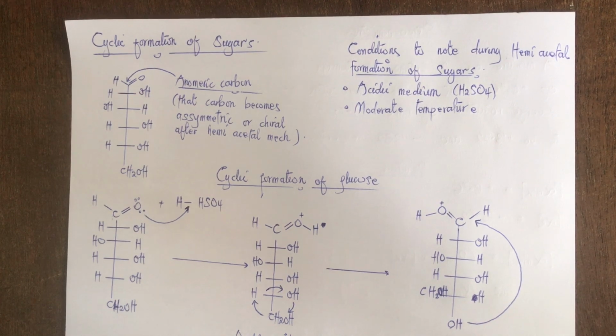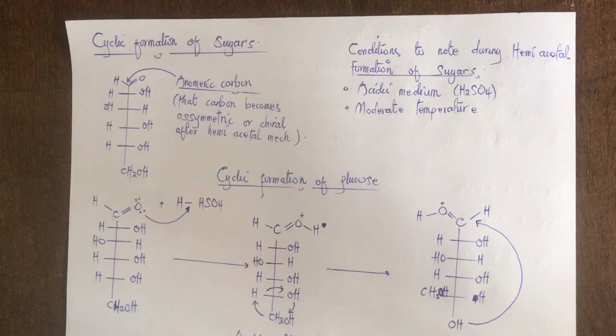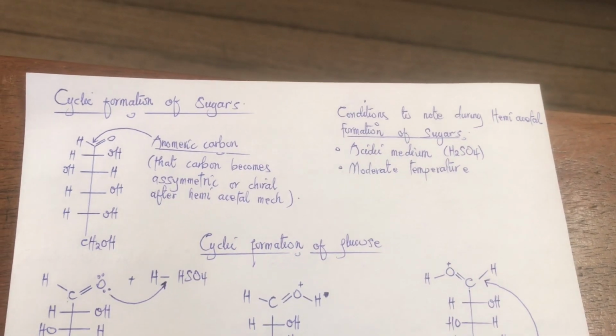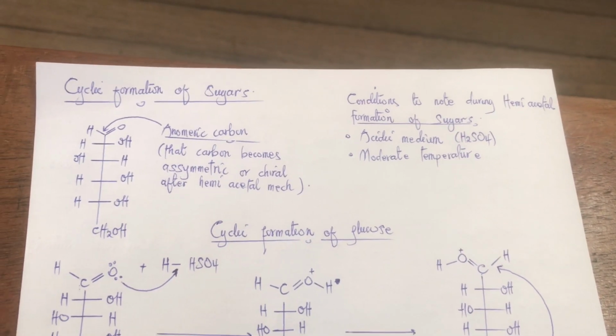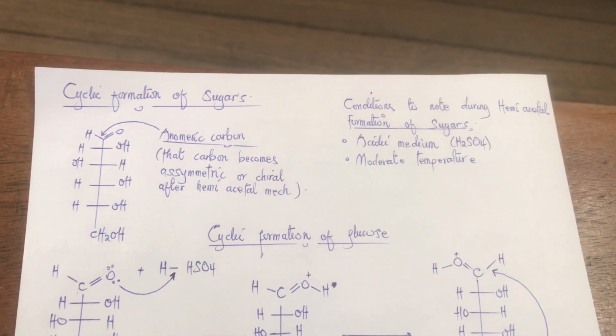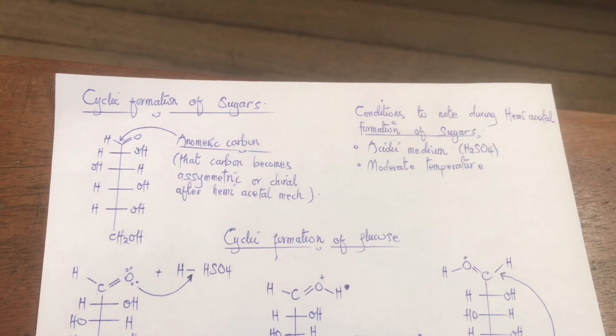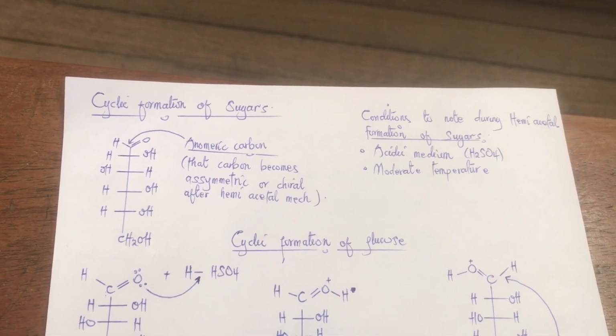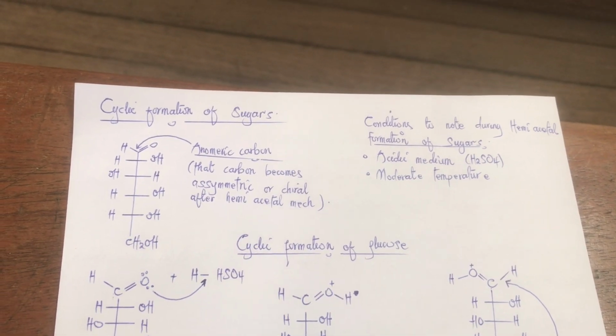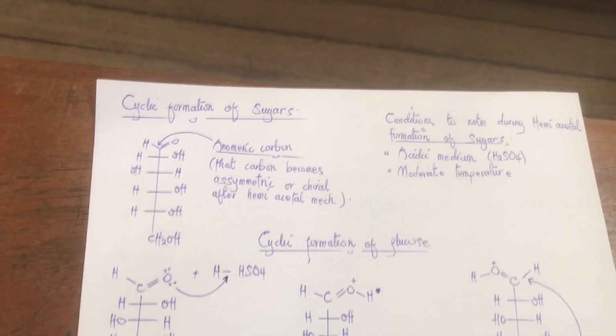Now, as we delve in, let's talk about the cyclic formation. Let's take this sugar for instance, which is called an aldose because it contains the aldehyde functional group. As you can see, this sugar is an aldose because it contains the aldehyde functional group. So to begin with, we can start from the cyclic formation of this sugar.